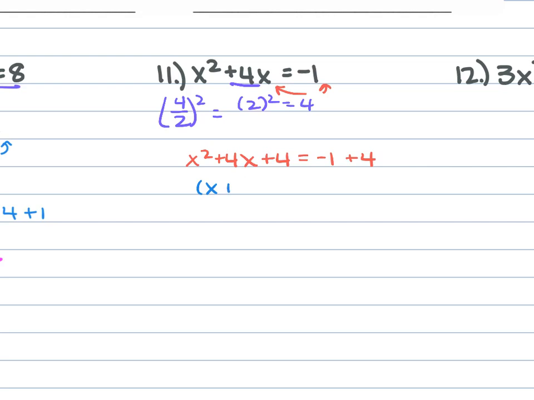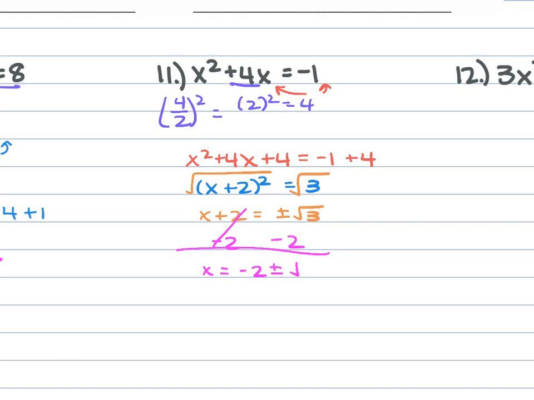From here, we're going to have x plus 2 squared is equal to 3. Take the square root of both sides, so we have x plus 2 is equal to plus or minus the square root of 3. And then just subtract the 2 from each side to get that x is equal to negative 2 plus or minus the square root of 3.